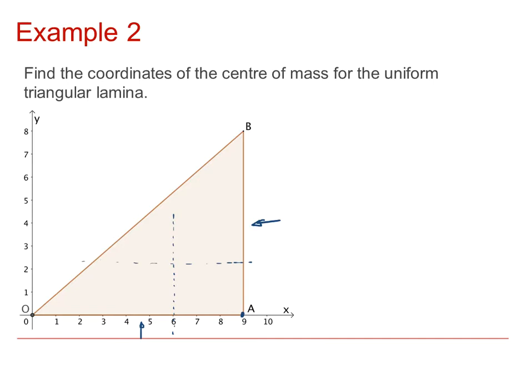So the center of mass is this position here, where we've gone up by 1/3 of 8, so that distance there is 8 over 3, and we've come here a distance 3, and this one here must be 6. So therefore the center of mass is at a position 6 in the x direction and 8 over 3 in the y direction.